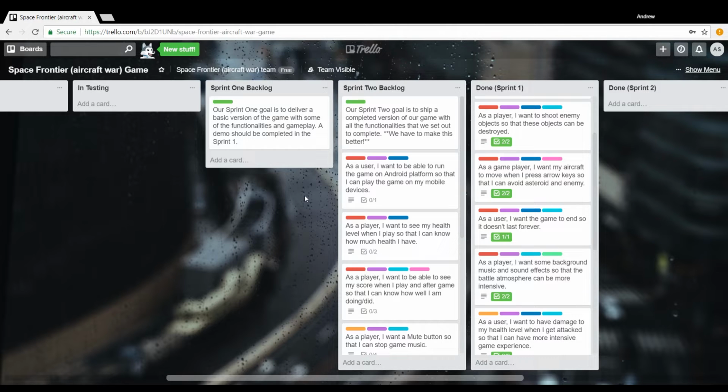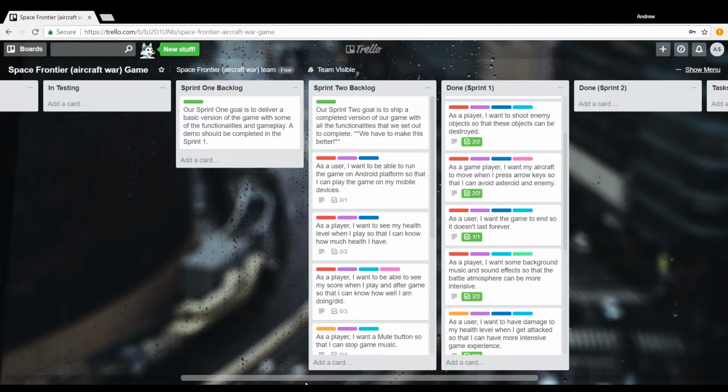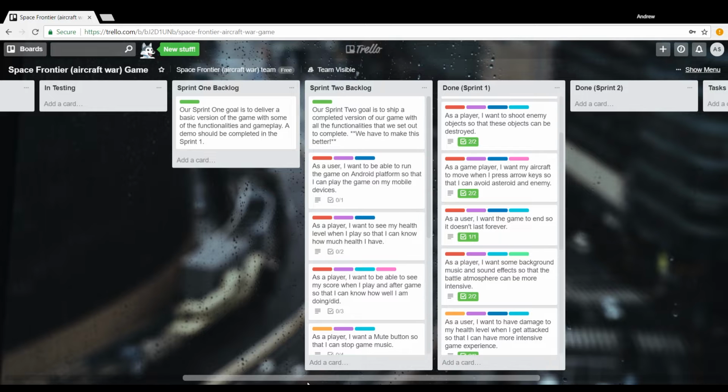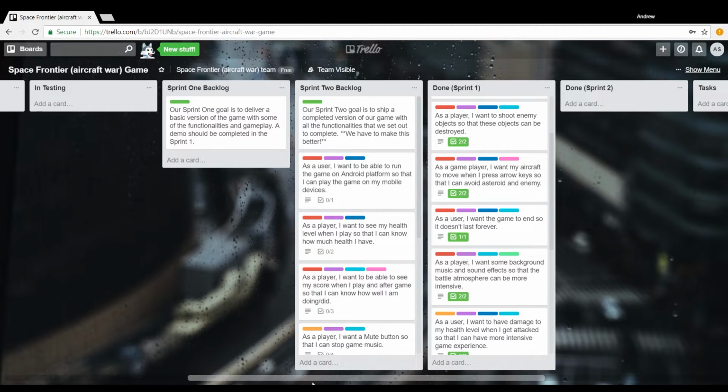We do understand that with the feedback that we got, this was too vague, and we took that into consideration, and we're further discussing what our Sprint 2 goal should be.